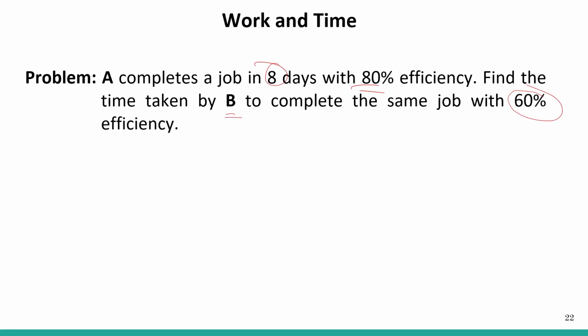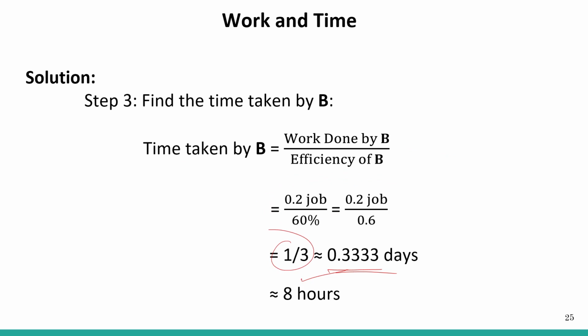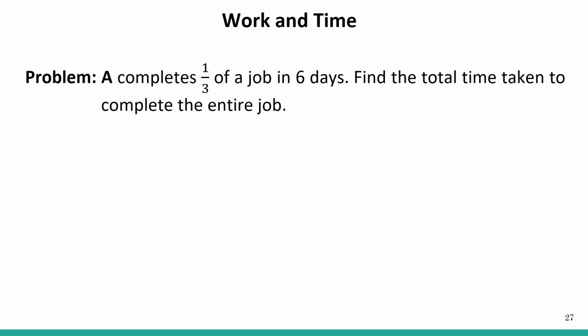Work efficiency: comparing the efficiency of different individuals or machines in completing a task. A completes a job in 8 days. Okay, we solve it. It is 0.2 job. So the time taken by B is equal to 8 hours. Fraction of work done: determine the portion of work completed by an individual or group in a given time. If A completes 1/3 of a job in 6 days, find the total time taken to complete the entire job. It will take 18 days.